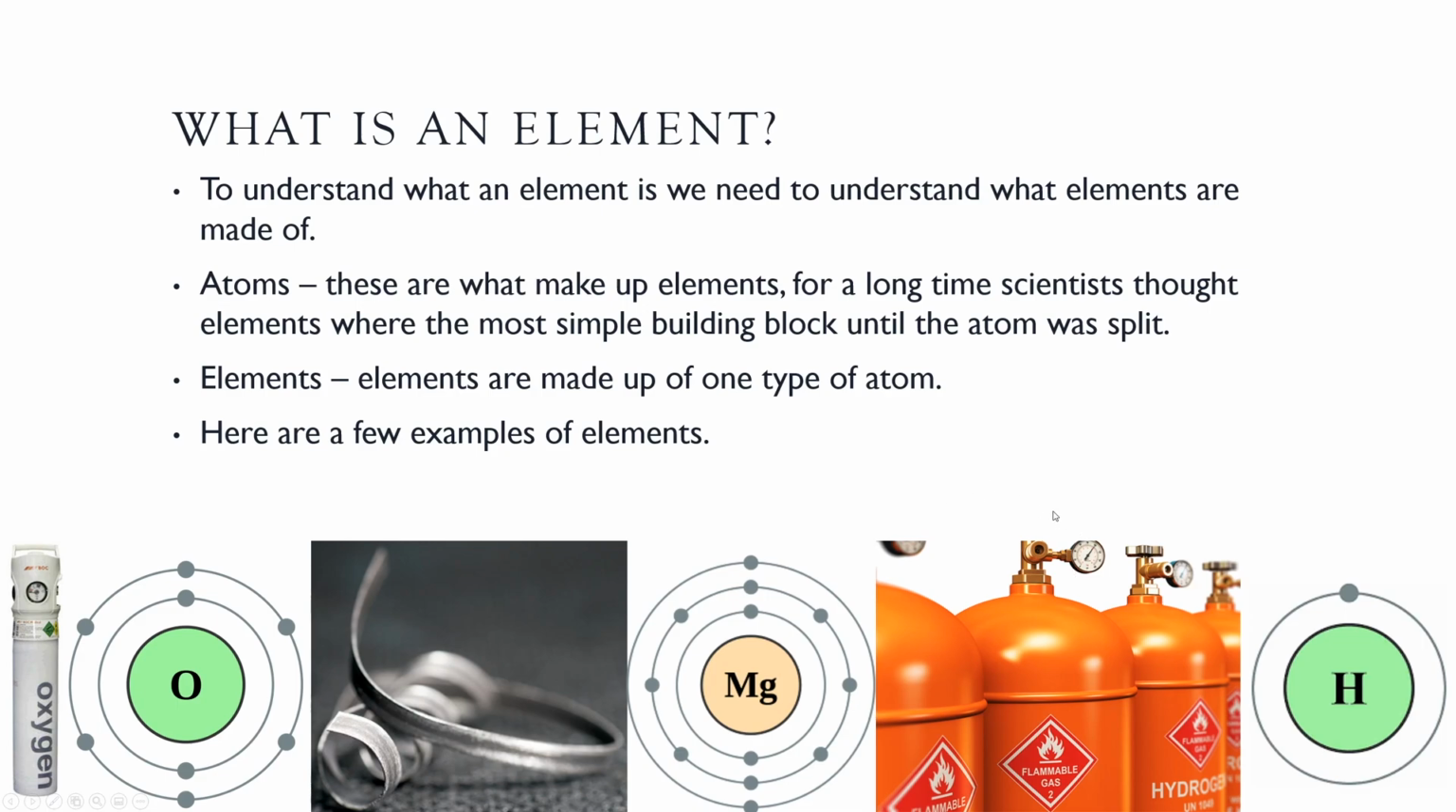And then, speaking of hydrogen, we have hydrogen over here. Again, a simple diagram of an atom of hydrogen. Hydrogen is the simplest of all elements with a single electron and one proton in the nucleus.